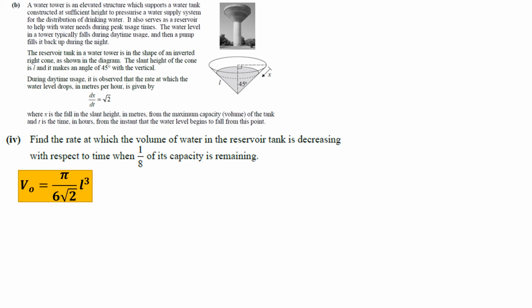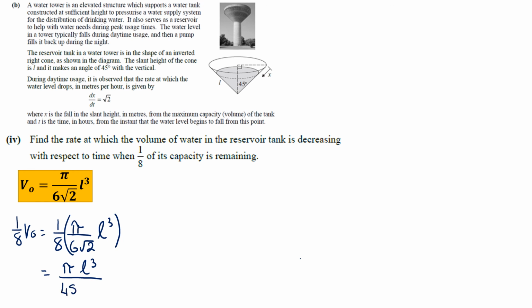So the original capacity, so when it's full, which we did in part bi, was given by this. I've written this as V0. So let's get 1/8 of the original capacity. So let's do 1/8 of this: 6 root 2 L to the power of 3, which ends up as pi L cubed all over 48 root 2. Now, we know that the volume at any time can be written like this.